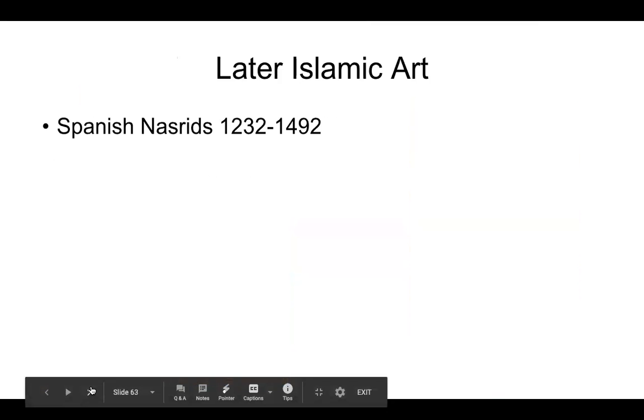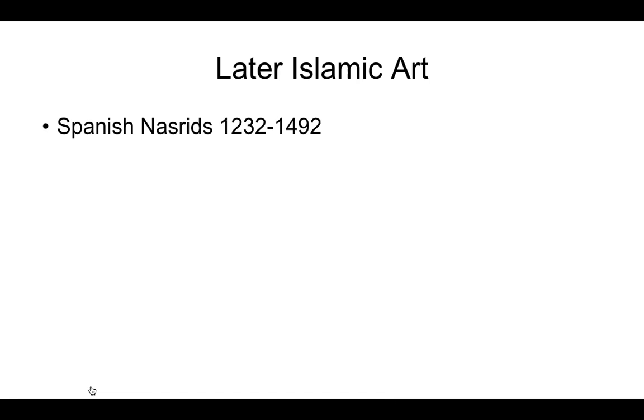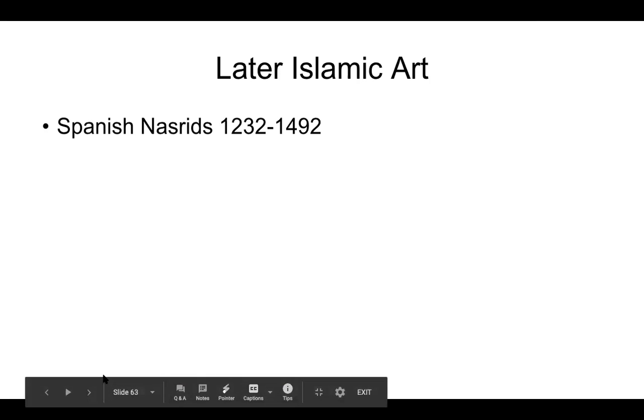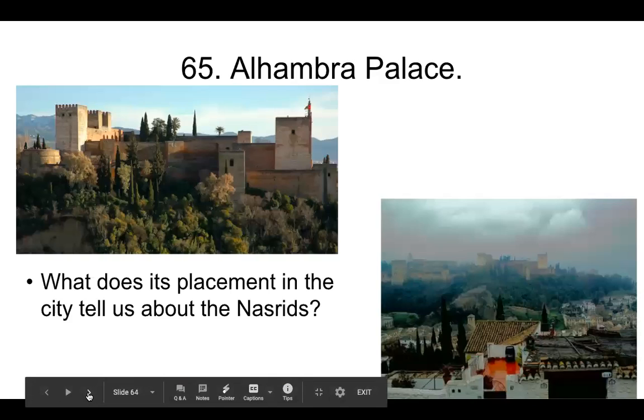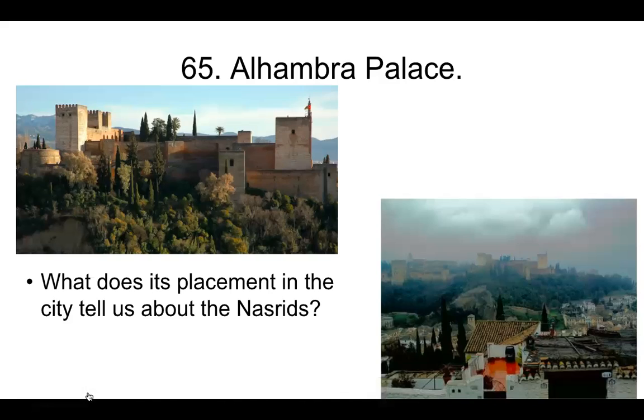The last group we're going to look at from Spain is the Spanish Nasrids. And you can see that this is quite later. This is the late medieval period. And in Granada, Spain, there is a palace called the Alhambra. What does the placement of the city tell us about the Nasrids?